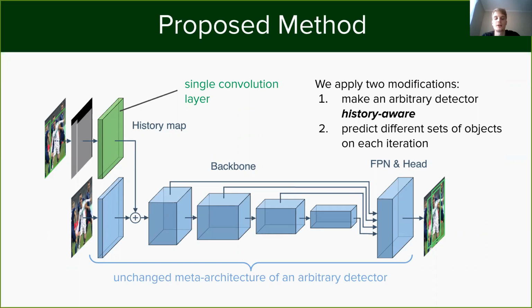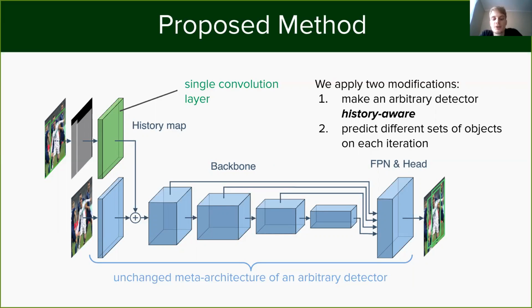The full scheme is presented on this slide. Here, the unchanged meta-architecture of an arbitrary detector is marked blue. It contains the backbone network and usually some FPN and head layers. The input of the detector is an image, and it outputs 2 bounding boxes in this example. However, the input image contains 4 highly overlapped person instances. We apply 2 modifications. First, we make the detector history aware, and then we predict different sets of objects on each iteration.